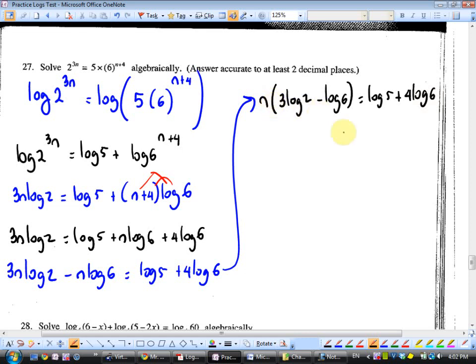This is going to be ugly to type, but I'm going to make all of you type this into your calculator because this is your practice. N is going to be log 5 plus 4 log 6 all divided by 3 log 2 minus log 6. Is that right, Mr. Dueck? Check, check, double check my math. Didn't do anything sloppy. That looks correct.